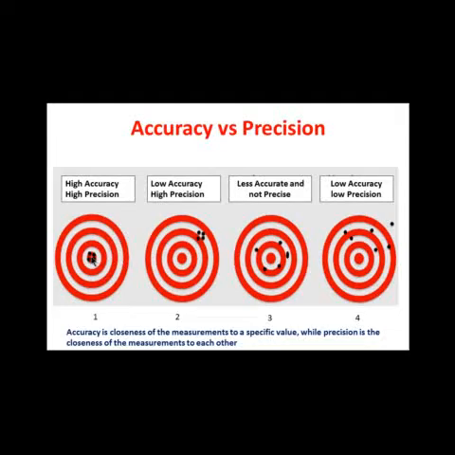If we want to aim at this target, and all our readings come around it, meaning close to the true value, then we can consider it high accuracy. And each of our readings, as per the definition of precision, is the closeness of the measurements. So all our measurements are also close to each other. So this picture number 1 is considered high accuracy and high precision.